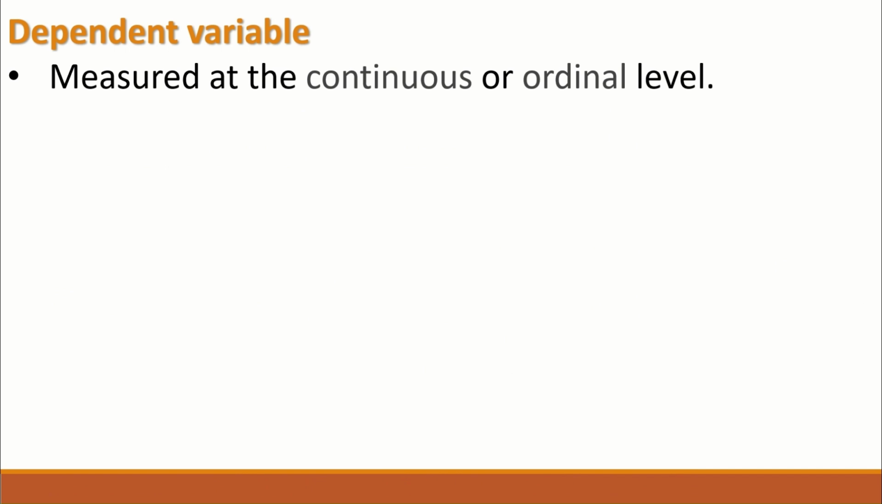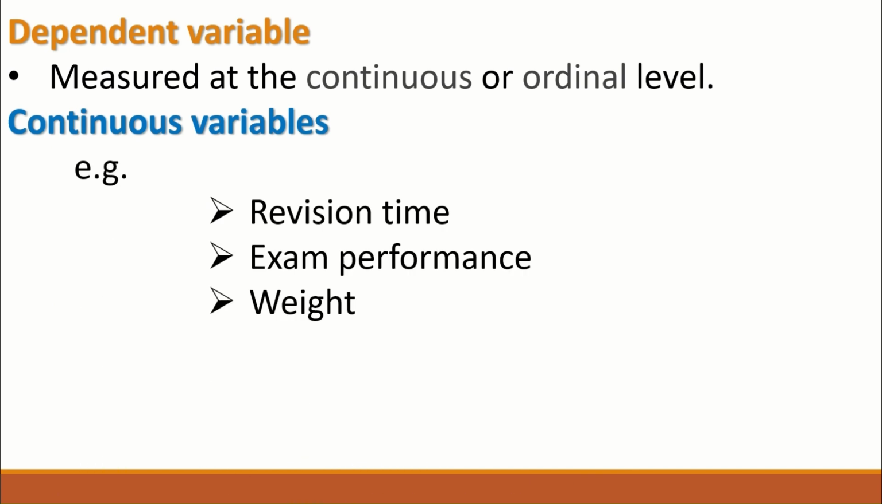The first assumption is that the data or the dependent variable can be continuous or ordinal. So the dependent variable is measured at a continuous or ordinal level. Continuous variables are variables that are on numerical scales such as revision time, exam performance, weight.